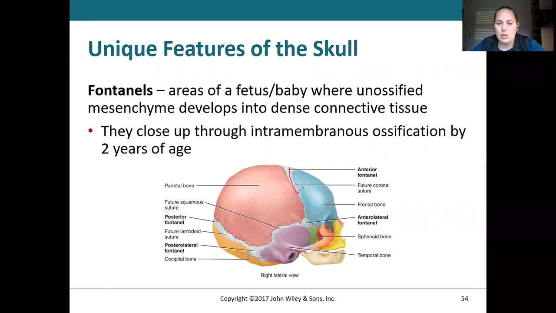So here you have your anterior fontanelle, your anterior lateral fontanelle, your posterior fontanelle, your posterior lateral fontanelle. And these eventually give rise to your future coronal suture, your future squamous suture, your future lambdoid suture. And again, each one of these sutures is going to give rise to those lines, bringing together those flat bones when they're in their fully mature stage. But during the growth phase, those first 3 years of life, you have fontanelles.